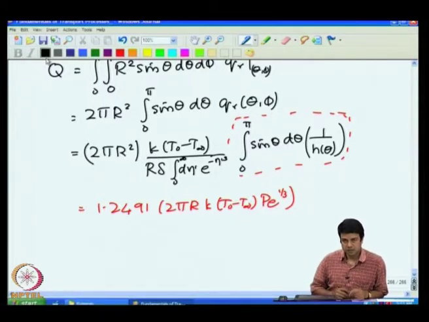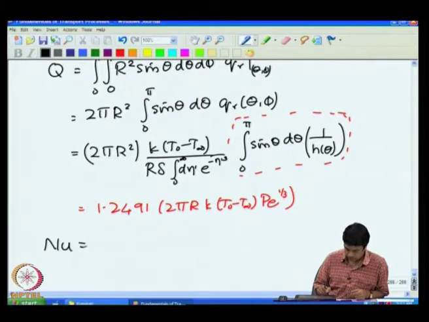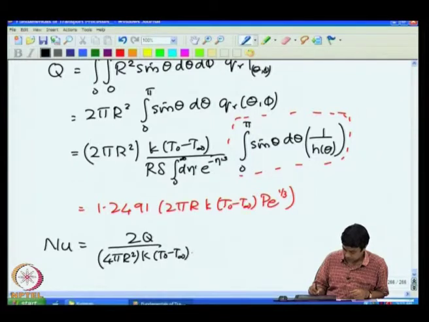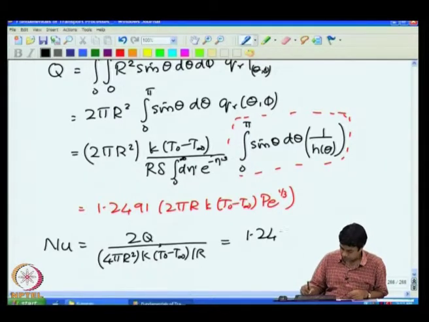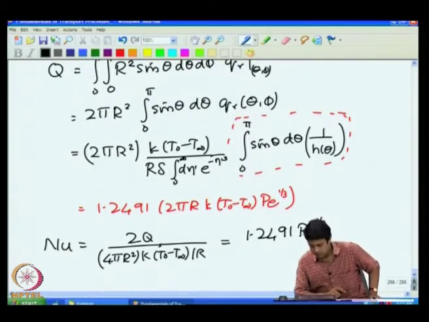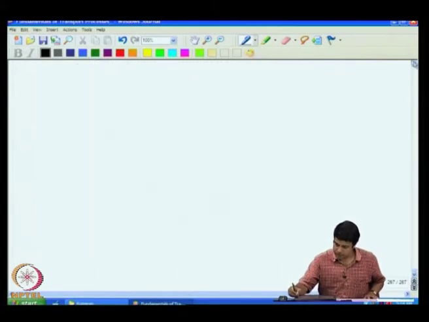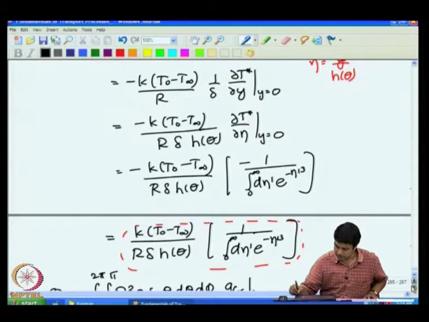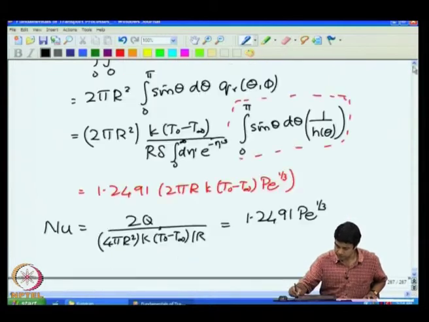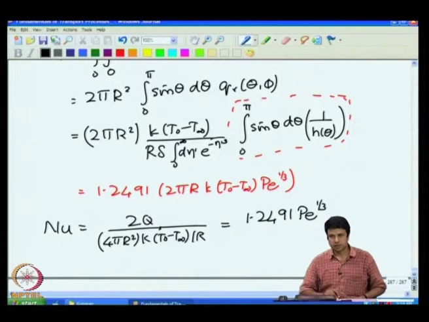From this I can get a Nusselt number correlation. Nu is equal to 2q by 4 pi R square into k into T naught minus T infinity by R, and this will be equal to 1.2491 Pe power 1/3. So, this is the correlation for the Nusselt number as a function of Peclet number for heat transfer from a spherical particle. Once again, it is equal to some constant times Pe power 1/3.